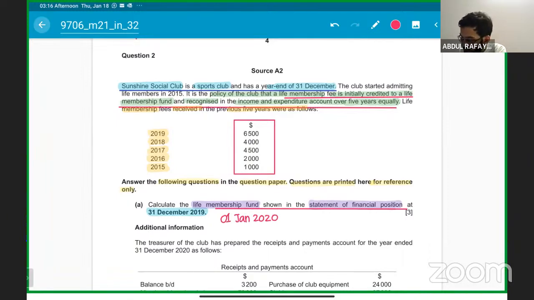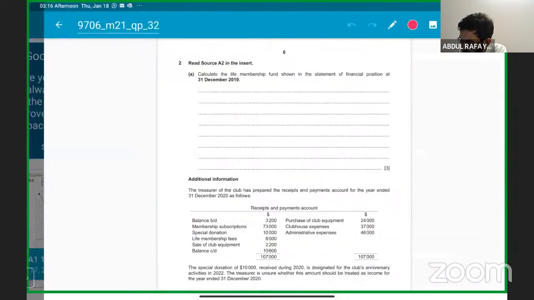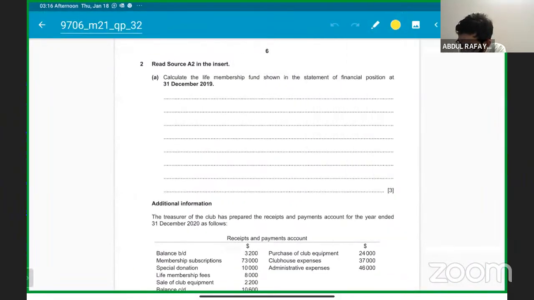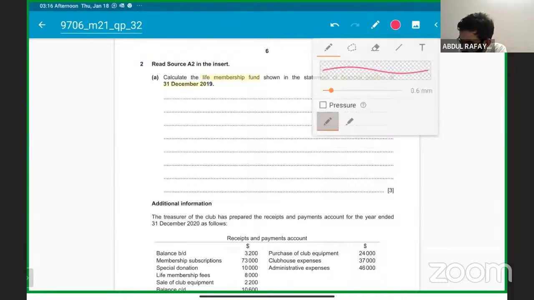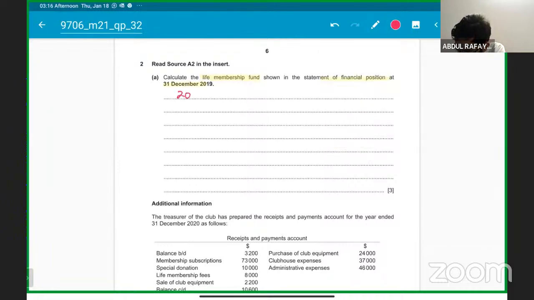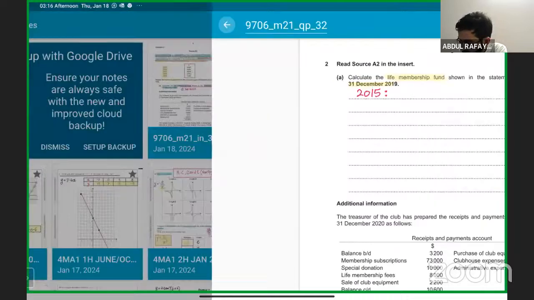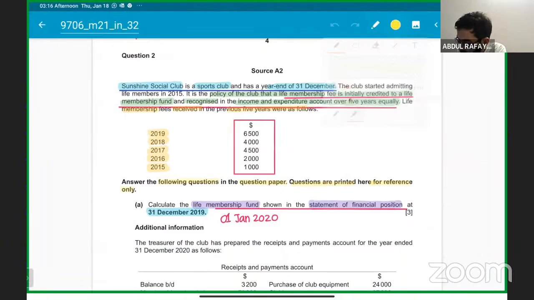Follow carefully. First part, for 3 marks: calculate the life membership fund to be shown at the end of the year. If we start from 2015, students need to understand what happened in 2015. In May 2015 we received 1,000 subscription, life membership fund of $1,000.